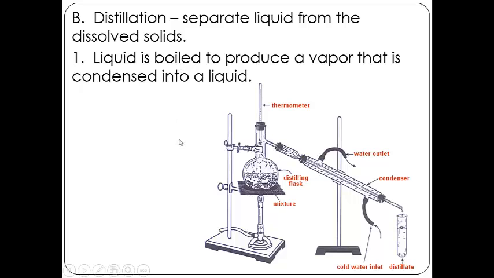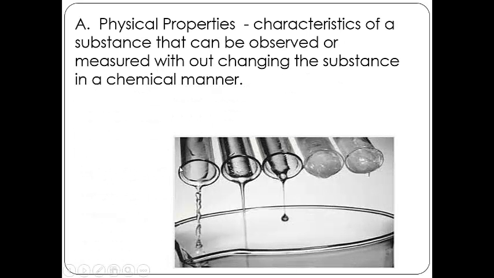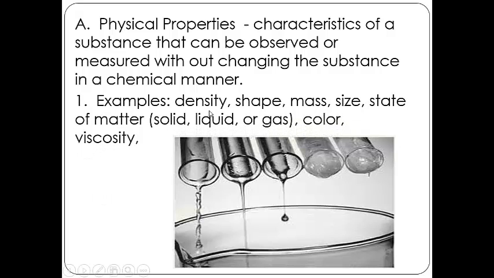So a liquid can be boiled. Again, it produces a vapor, and that vapor condenses into a liquid and can be collected separate from the original mixture. Now, let's look at properties. Okay, we're going to look at physical properties first, because there's more physical property examples than chemical. Physical properties are characteristics that you can observe about a substance or about a mixture. You could measure them. So it can be using your five senses, or it can be quantitative, actually measuring it. So some examples would be the density, shape of it, the mass, the size.